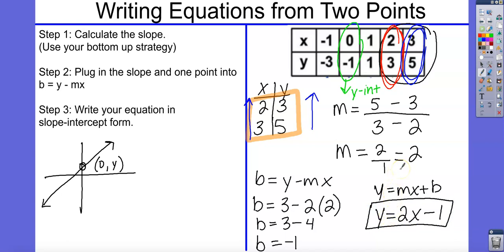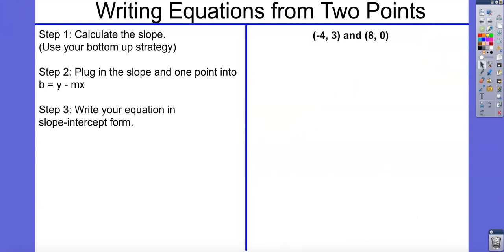Okay, pause the video if you have to, make sure you have all these steps in your notebook, and push play once you're ready to move on. All right, guys, last example. Go ahead and pause the video. All you have to add into your notebook here is our third example, which is the 2 points, -4, 3, and 8, 0. Push play once you're ready for me to explain.